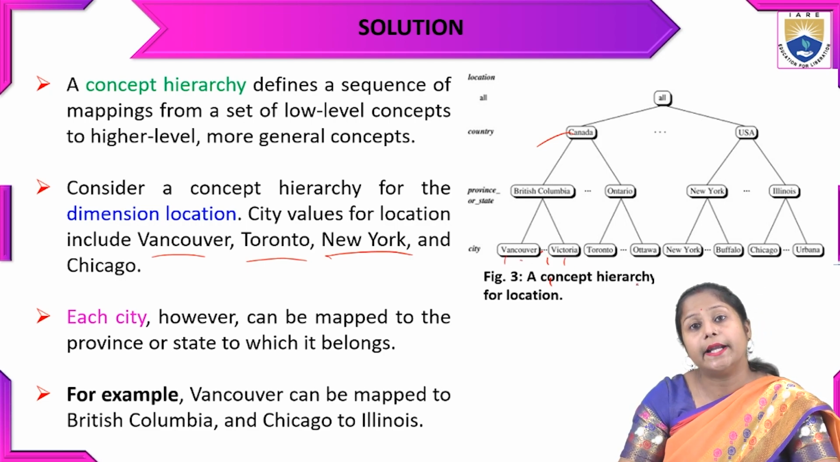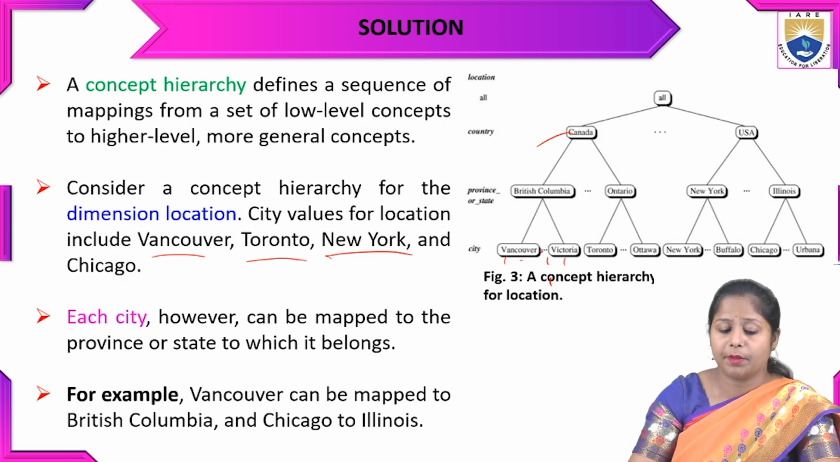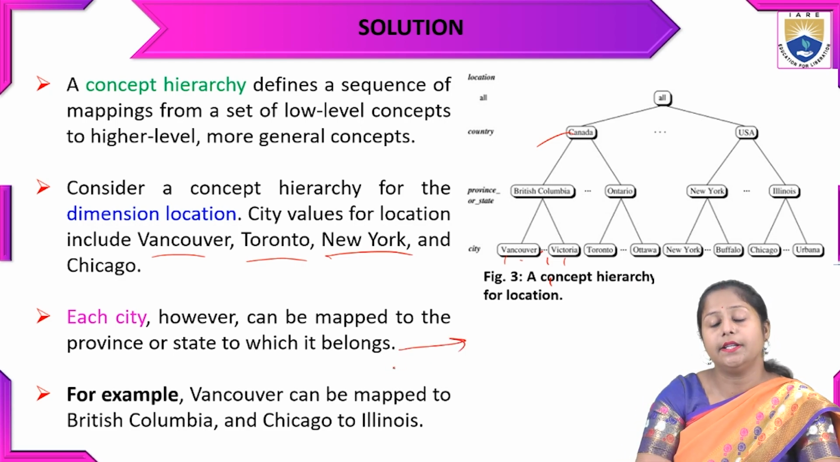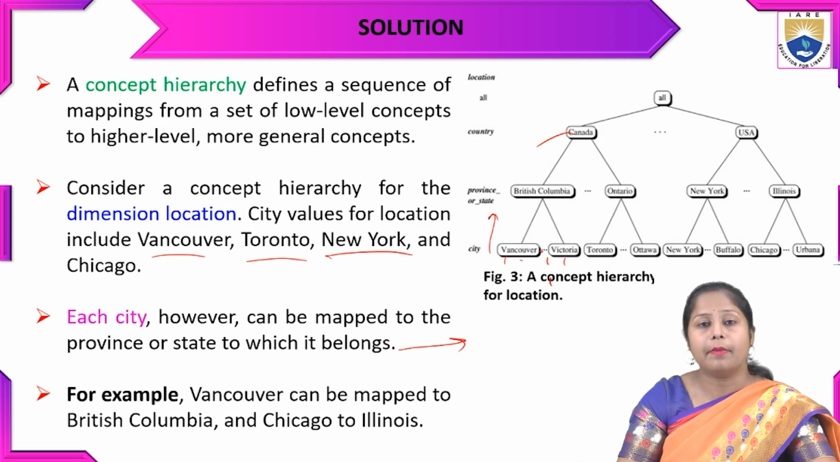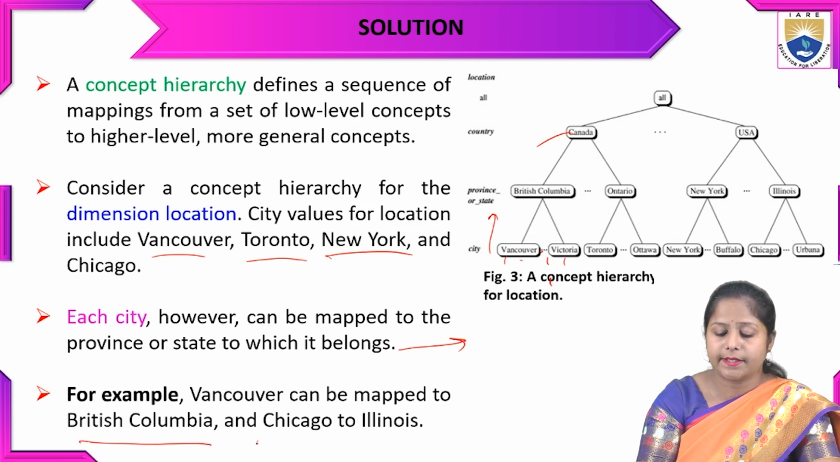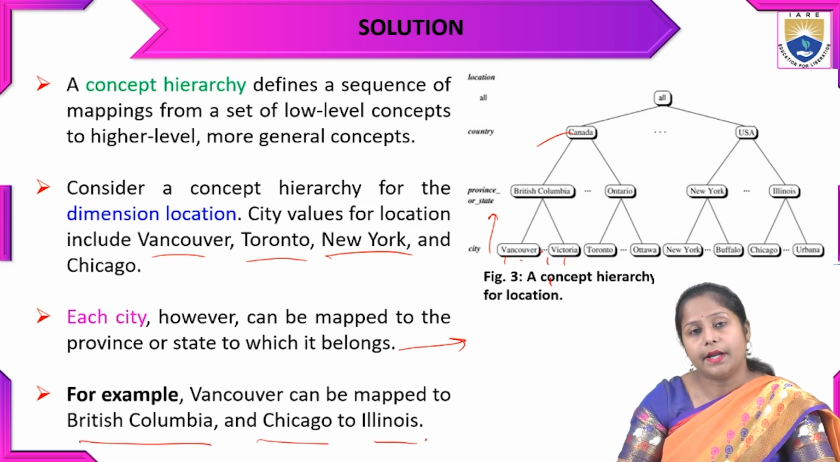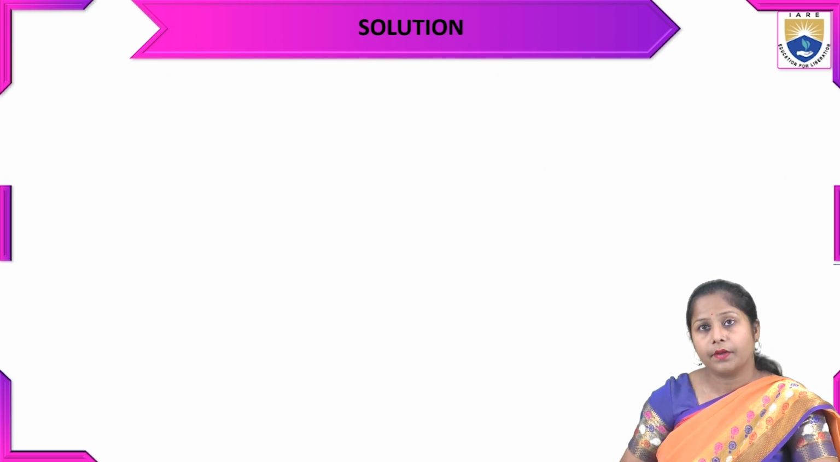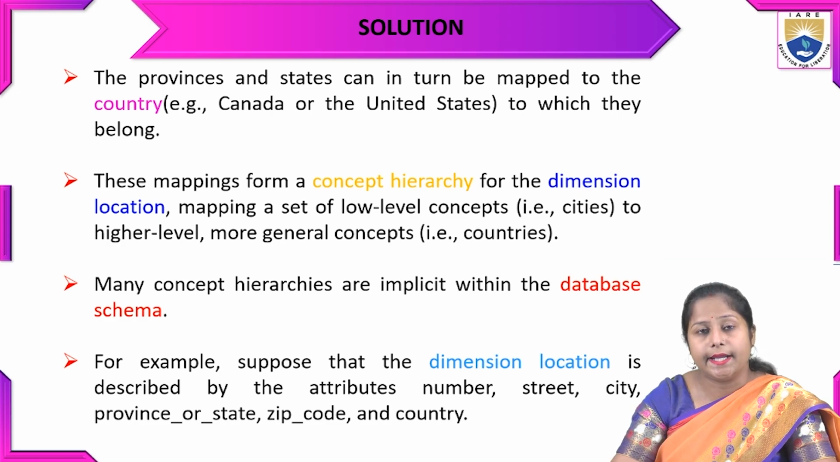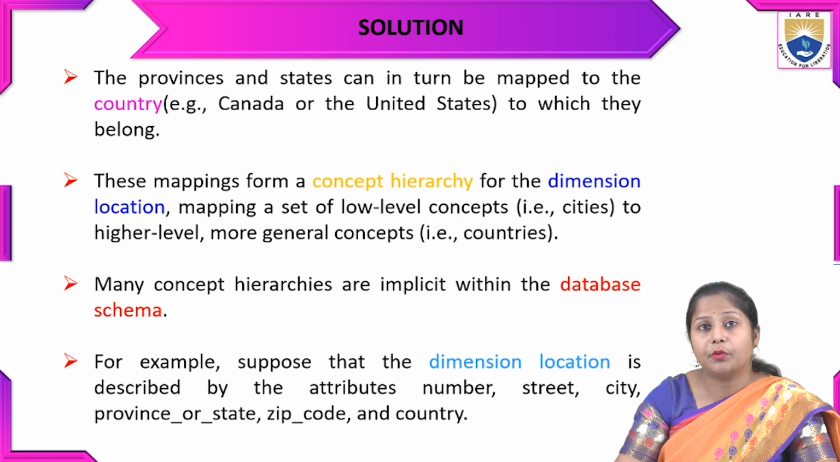So the cities can be mapped to the province or state to which they belong. For example, Vancouver can be mapped to British Columbia and Chicago to Illinois. So like this the hierarchy will be followed. The province and state can in turn be mapped to the country, that is Canada or US, to which they belong.